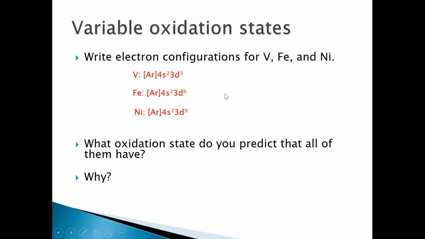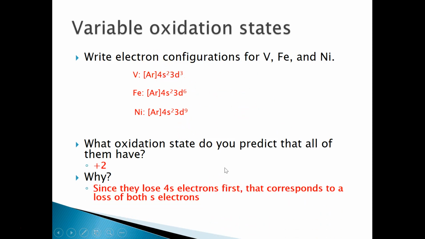So what oxidation state do you predict that all of these would have? Well, it's important to remember that when a metal is ionized, the first electrons to be removed from the atom are in the valence shell. Now, we see in this electron configuration, we have electrons occupying the 4th energy level and electrons occupying the 3rd energy level. So it seems to me that all of these metals can lose 2 electrons, which would give them a charge of +2. Now, since they will always lose those 4s electrons first, that means that all, or I should say most, of the D block elements will have an oxidation state of +2.